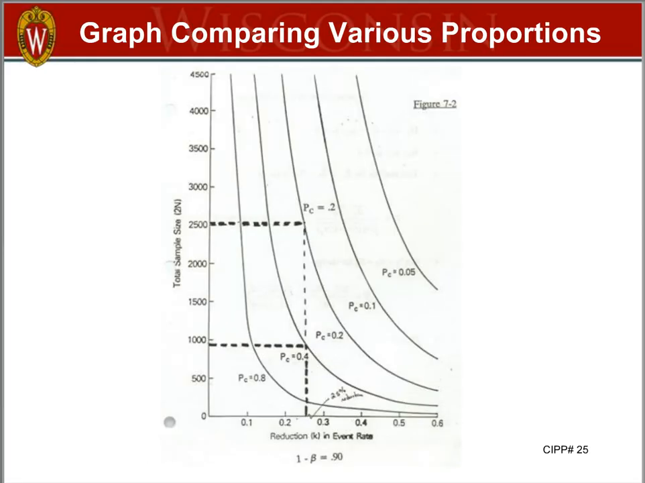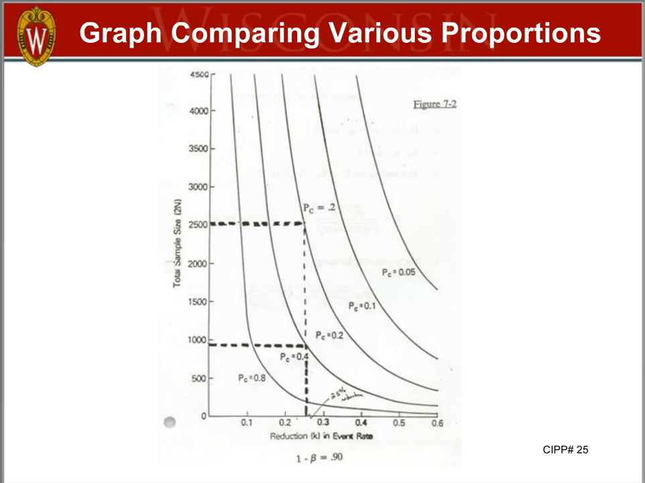I have another graph here, which is perhaps a little more complicated, but on the y-axis I have the total sample size, 2n. On the x-axis, the horizontal axis, I have the percent reduction in the event rate, and I have several curves on this graph, each representing a different rate in the control arm. So we talked about a 25% reduction in the control rate, and we were looking at a 40% control arm failure rate. So you can see, pick out the PC equal 0.4 curve, a 25% reduction rate, and if you follow up and extrapolate back to the y-axis, you can see something less than 1,000 patients.